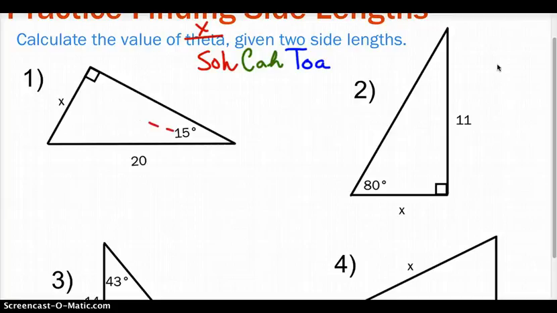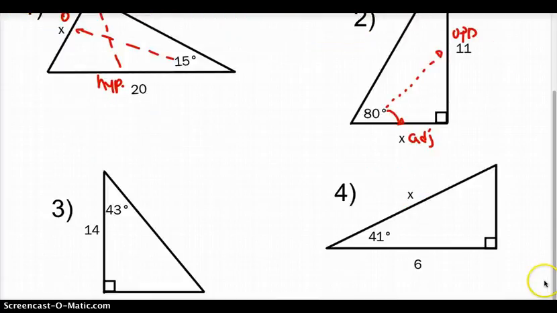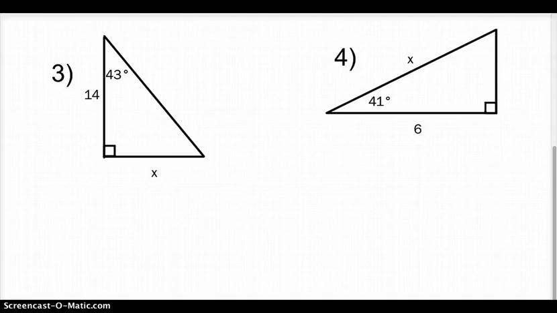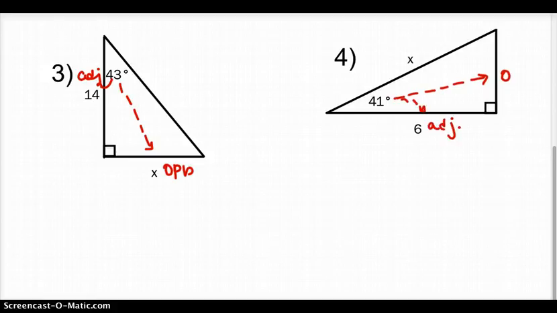If 15 is your reference angle, this is an opposite, this is hypotenuse. For number 2, 11 is opposite, adjacent. For number 3, let's see, this is opposite, adjacent. And for number 4, from angle 41, opposite and adjacent. Go ahead and pause the video and set up your ratios.